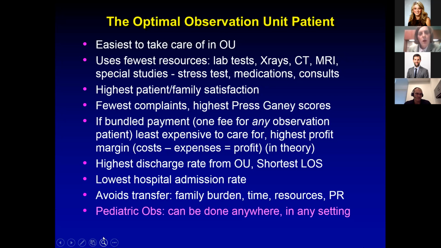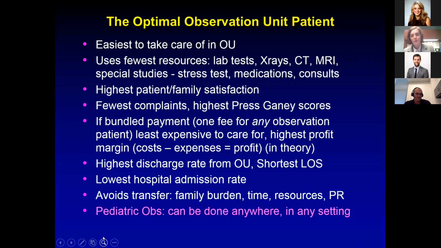So I'm going to put a plug for pediatric observation, and the optimal observation unit patient is really the easiest one to take care of. Now, in the last lecture, we talked about heart failure, which is probably the most difficult. So now we're going to talk about the patients that use the least resources. You do almost no testing. When's the last time you did an MRI on a kid, or a stress test? You use the fewest medications and almost never get a consult. We have the highest patient and family satisfaction from the kids and their families, the fewest complaints, the best Press Ganey scores.